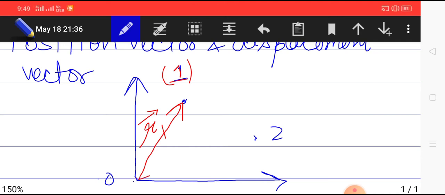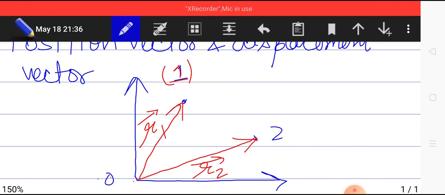In the same manner, when you extend a vector which starts from the origin and extends up to point 2, it is known as the position vector of point 2. Let us represent it by r2 vector.